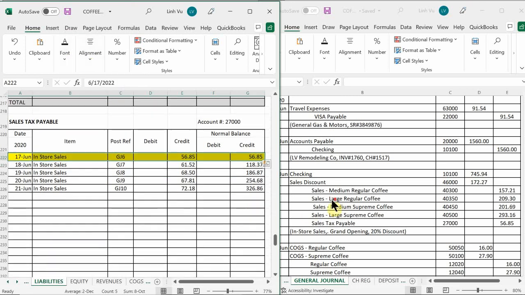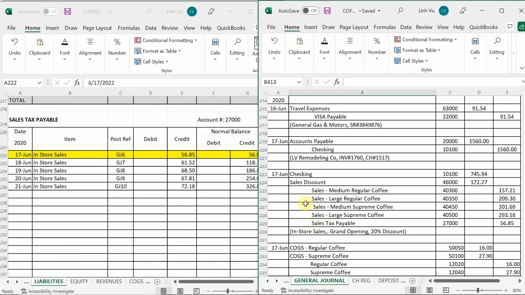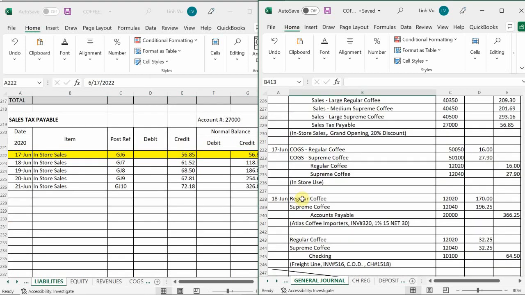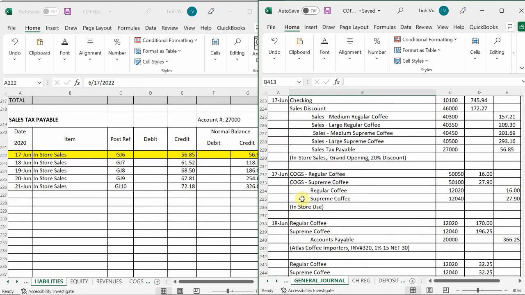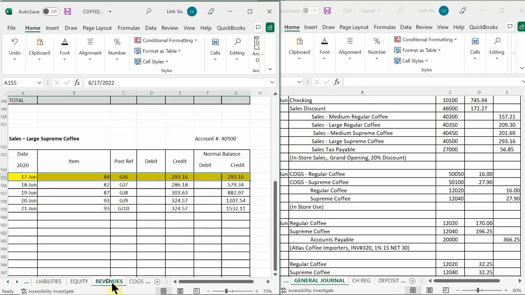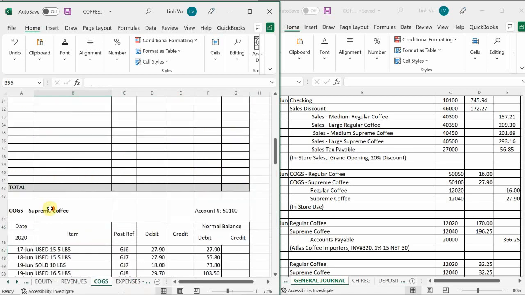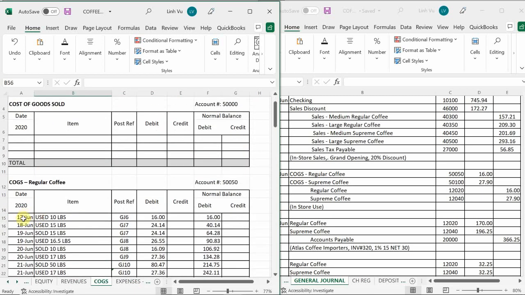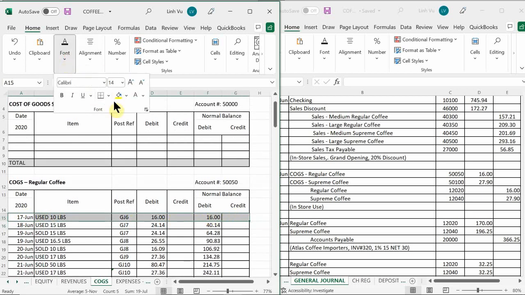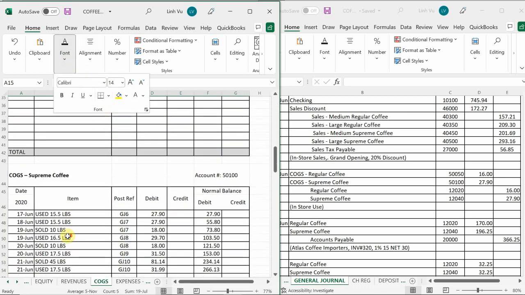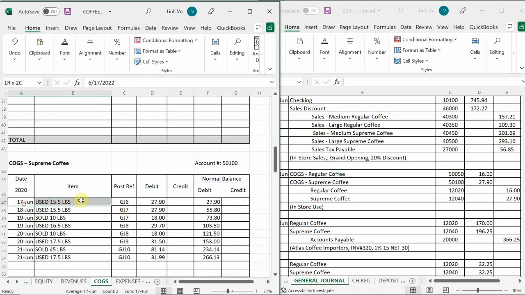All right. And then, of course, we sold the coffee, so we have to update our ledger, right? For the regular and Supreme coffee for 16 and 27. So let's see, cost of goods sold. Did we get it for 16 for the first one? Yes, we did. And the Supreme for 27. Yes, we did.